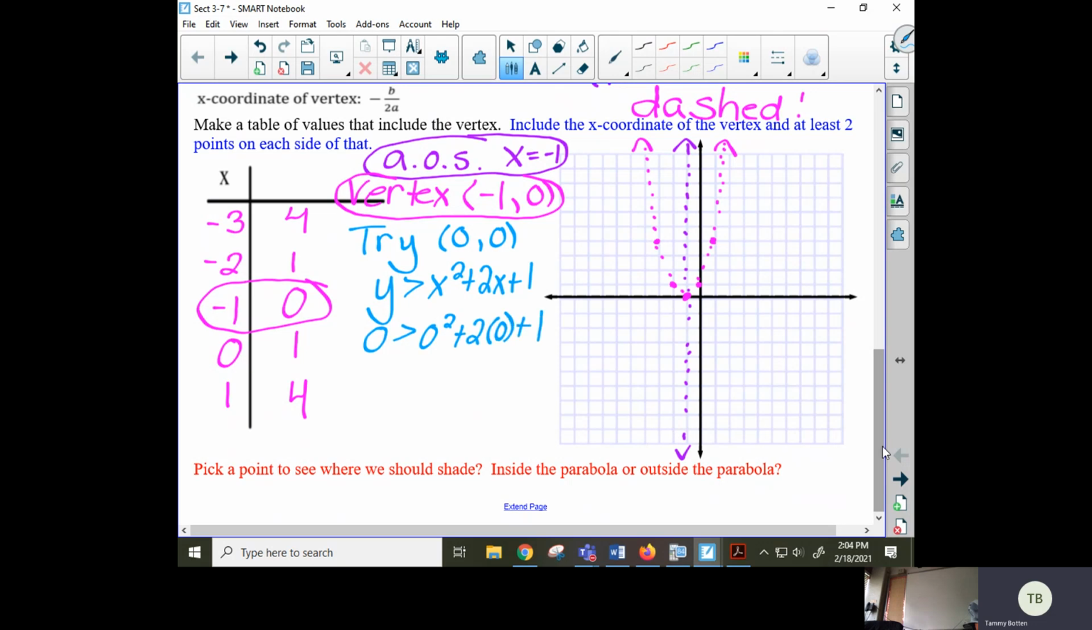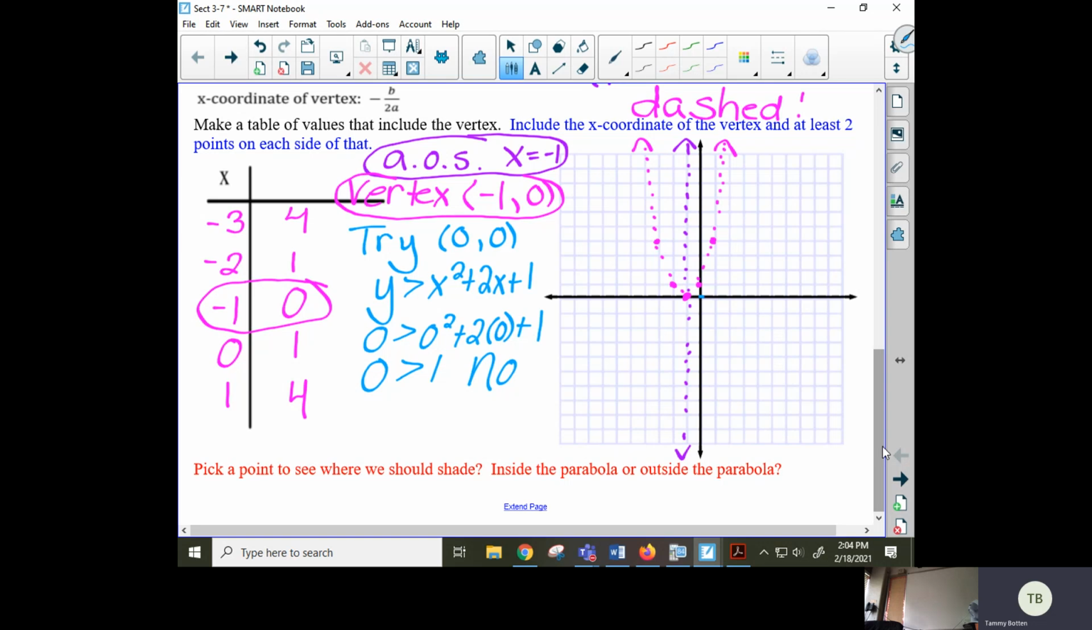Now the reason that 0, 0 is a good one to do is that this is going to end up to be 0, and this is 0. And 0 plus 0 plus 1 is 1. Okay, so what you're going to ask yourself there is, is 0 greater than 1? And it's not, right? So what that tells you is that 0, 0 does not work.